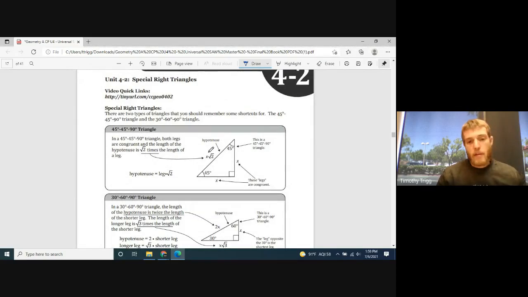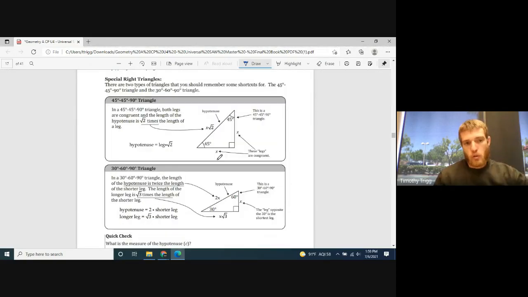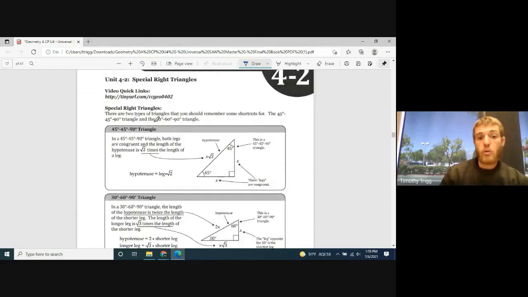Now, on top of the Pythagorean theorem, there are also special right triangles. There are two special right triangles that you need to know. One is called a 45, 45, 90. In this special right triangle, it has two 45-degree angles and then one 90-degree angle.